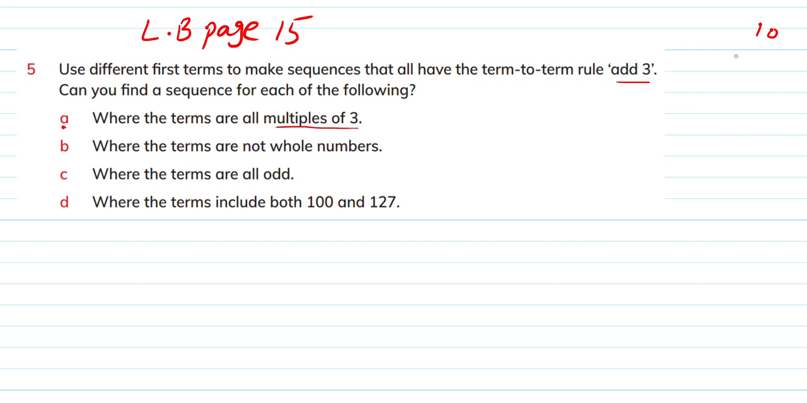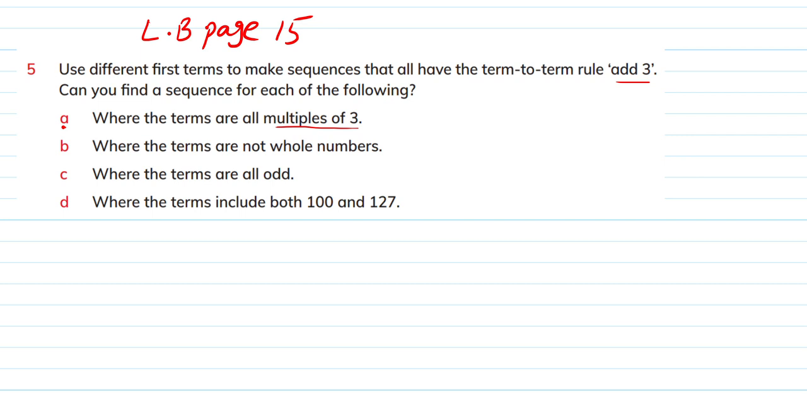3 ones are 3, 3 twos are 6, 3 threes are 9, 3 fours are 12. It means 10 is not in the table of 3, so it is not a multiple of 3. Understood the meaning of multiple of 3? Okay. Now, can we make a sequence where we add 3 every time and it is a multiple of 3?